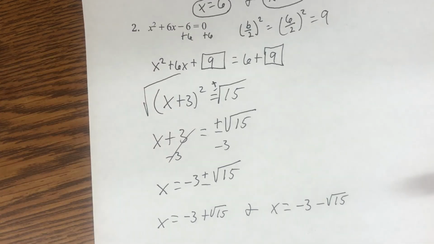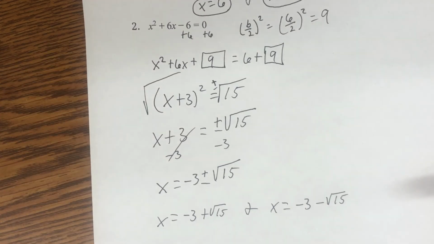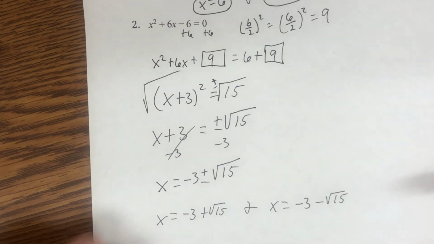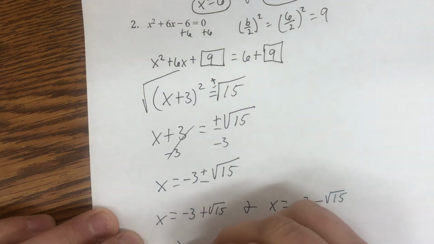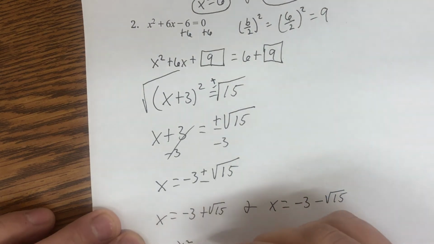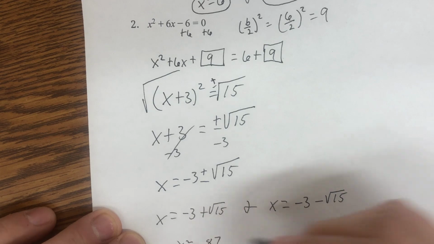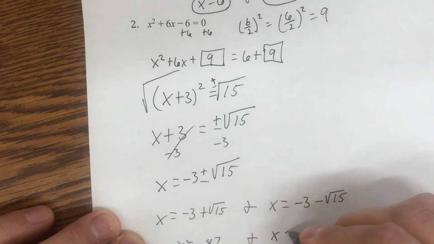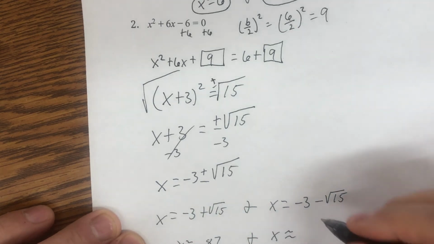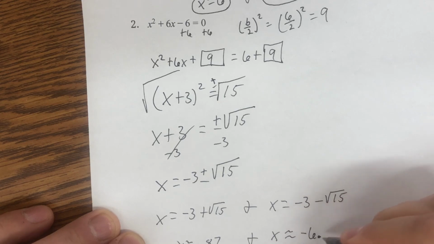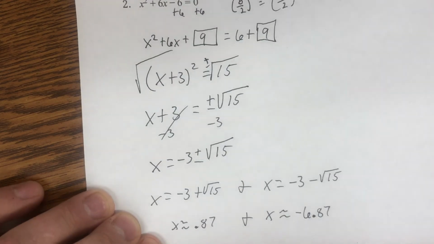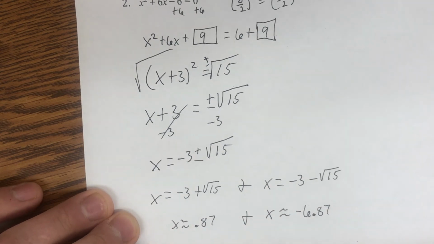Okay? Now you're going to have to use your calculator for that one again because the square root of 15 is a decimal. And when you type that in, x is approximately 0.87, and x is approximately negative 6.87. And those are our two solutions for completing the square. So make sure you use your calculator for those.